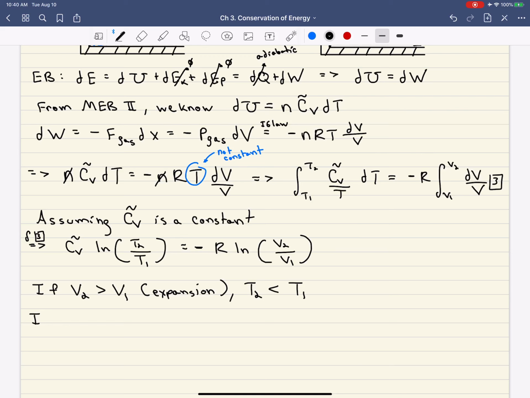And if your system is undergoing compression, so V2 is less than V1, through the same sort of analysis, we would see that the temperature in our system would actually increase. So the system would get hotter if we compressed it during a quasi-static adiabatic process.